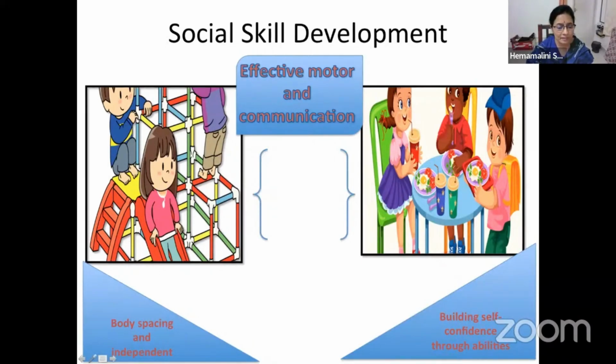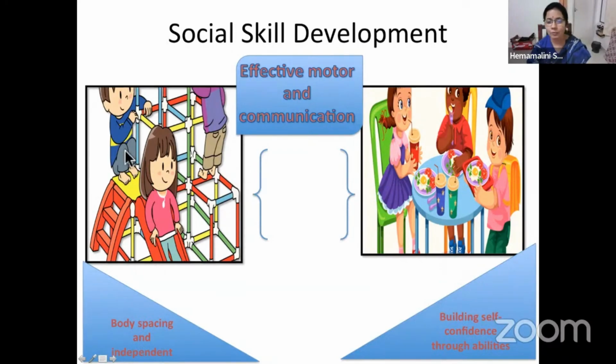So the body spacing and independent living. Body spacing is also very important, where the child, while playing, is waiting. It's not actually pushing the other child on a slide. So this is the body spacing the child needs to understand. Where does this come from? This comes from the therapy centers. The child will be made to wait while one child is having a therapy. There the child has already learned it.